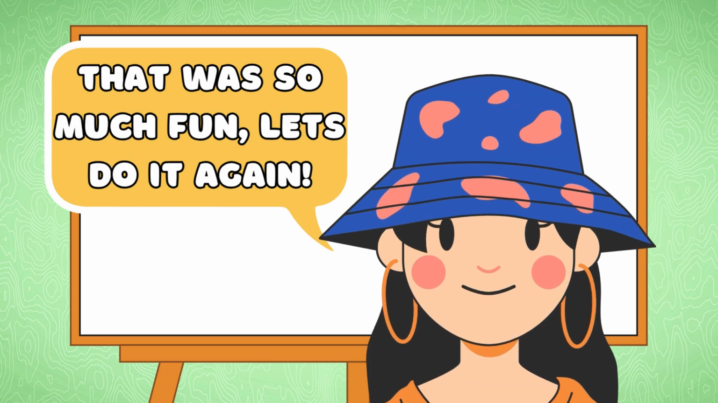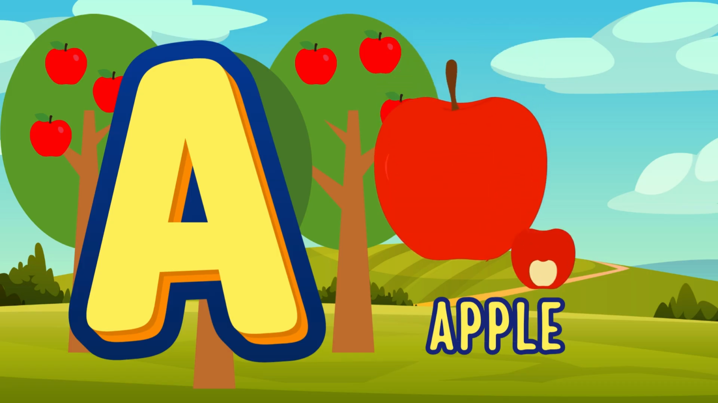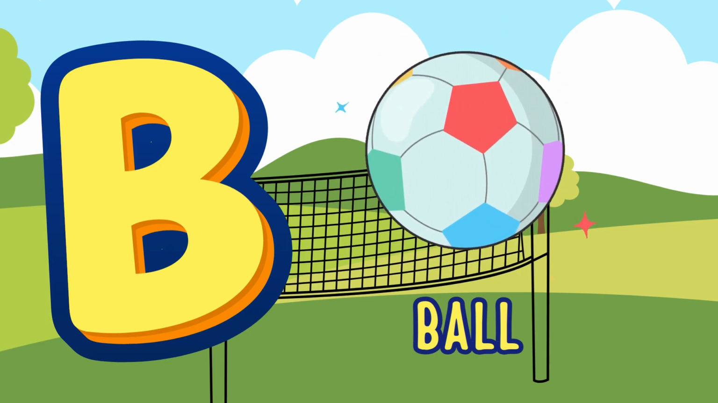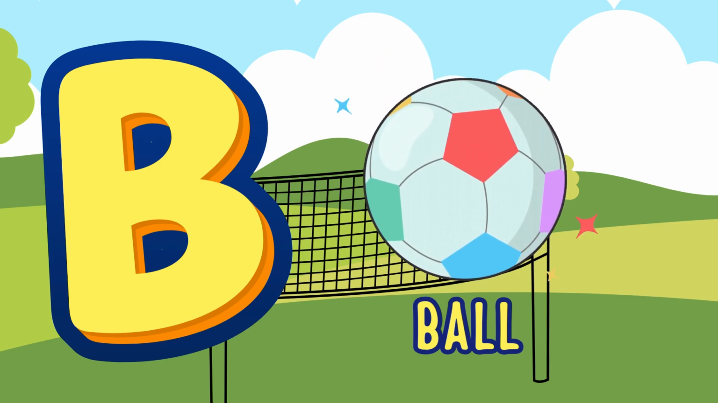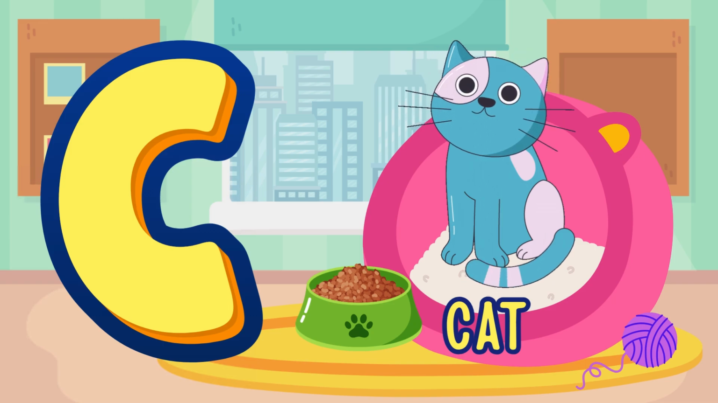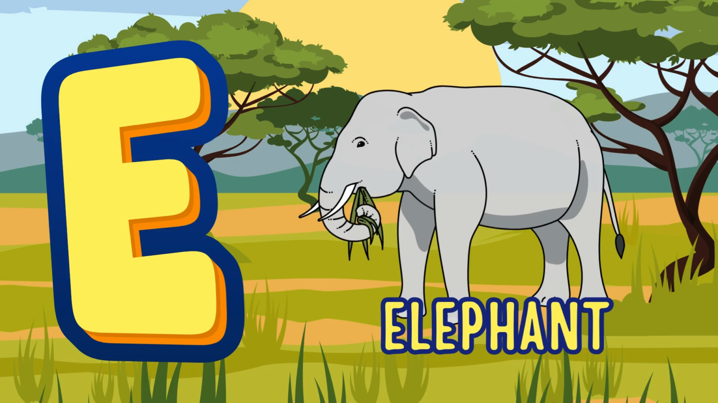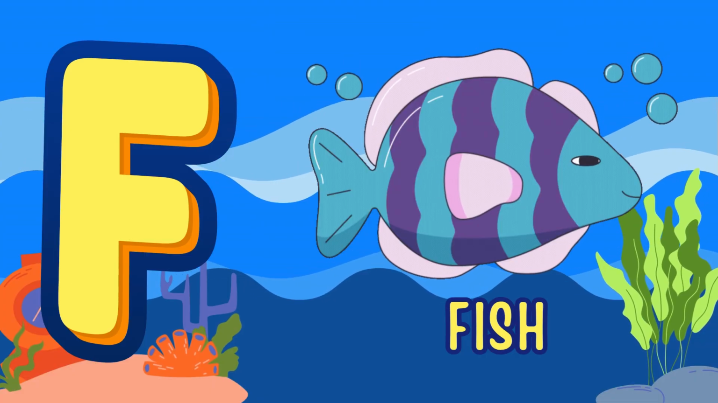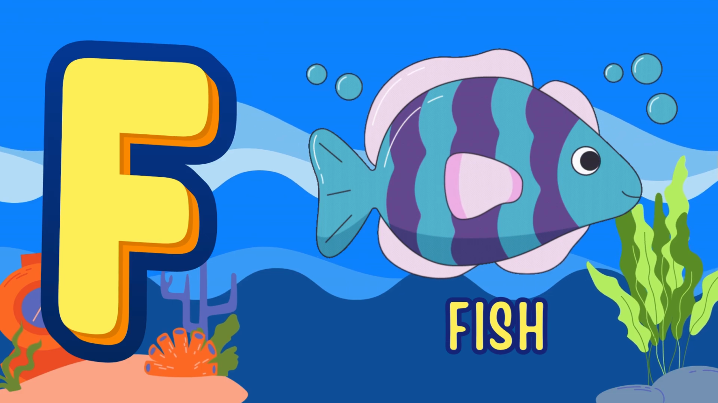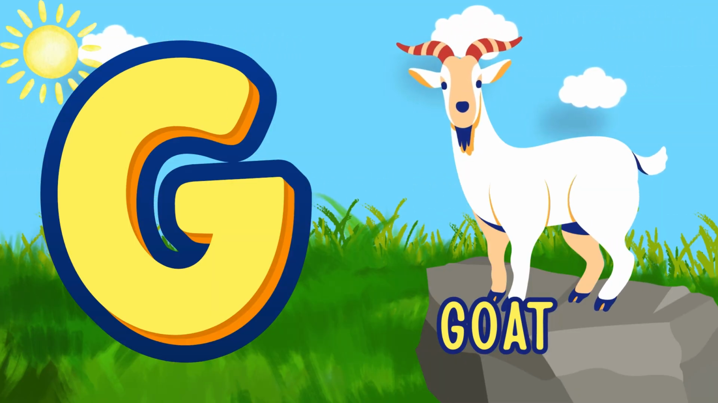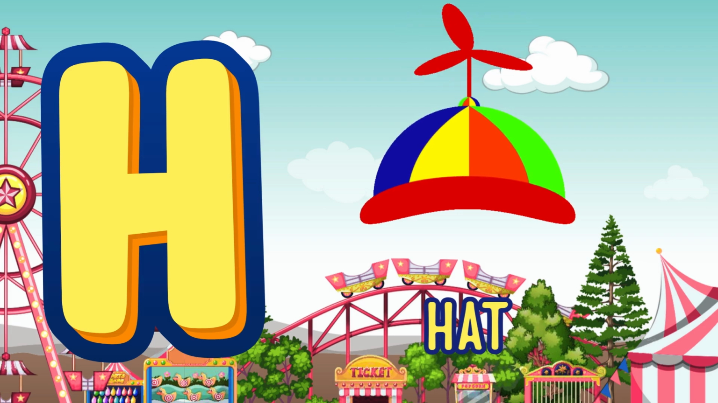Let's do it again. A is for apple. B is for ball. C is for cat. D is for dog. E is for elephant. F is for fish. G is for goat. H is for hat.